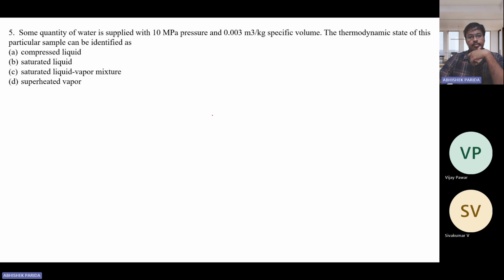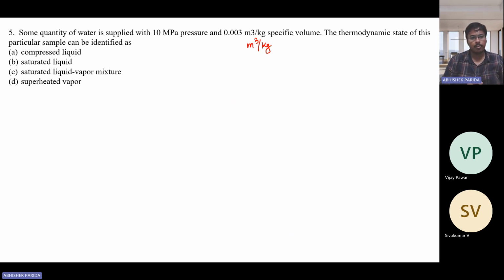Coming to the next question. Some quantity of water is supplied with 10 megapascal pressure and 0.03 meter cube per kg specific volume. The thermodynamic state of the sample can be identified as. Mind you, you have to use a little bit of steam table in this question. So if you have a steam table somewhere near you, just bring it and use it.